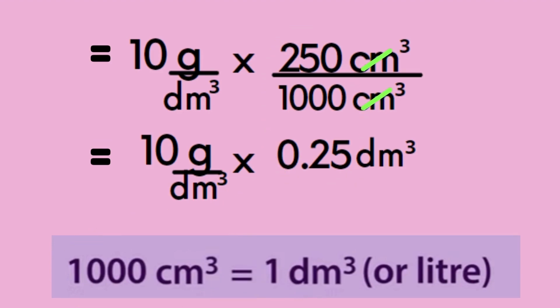Next, solve. 250 divided by 1,000 is equal to 0.25. 0.25 cubic decimeter is the answer. Cubic decimeter ang unit dahil nag-cancel na tayo kanina at pwede na itong palitan ng cubic decimeter base sa conversion factor na makikita sa ibaba.